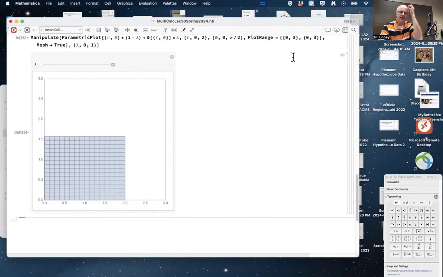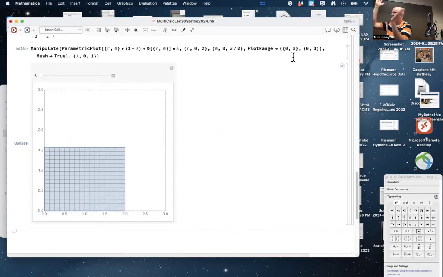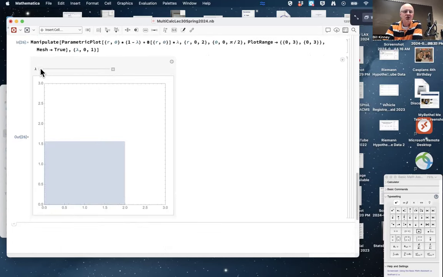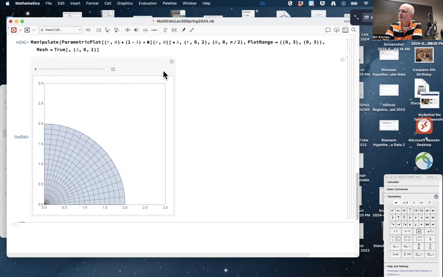You want to think of the square as being in an r theta plane, which is just an ordinary plane with the axes labeled r and theta. R is going from 0 to 2. Theta is going from 0 to pi over 2, not as an angle, but as just a label on the vertical axis. It's a rectangle. Under this polar coordinate transformation, it transforms into a quarter circle. That's how we ordinarily think about polar coordinates in an XY plane.